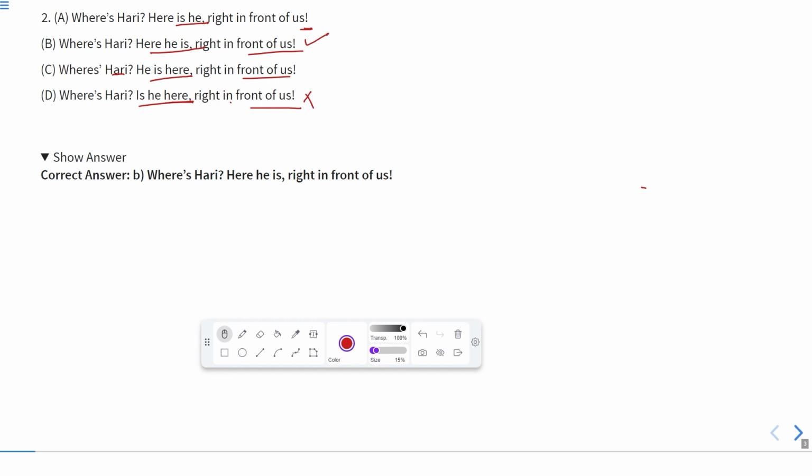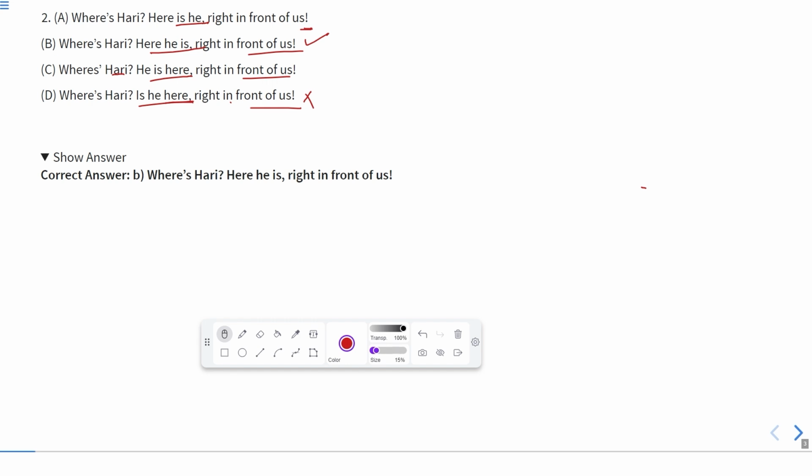It means maybe there is a person who is asking first, "Where is Hari?", and at the same moment, another person is pointing out Hari, saying "Here he is." It means he's here only, right in front of us. So this is an exclamation sentence. The style of saying it is used when we are pointing towards someone, when we are introducing him. So according to this, B is the correct sentence.